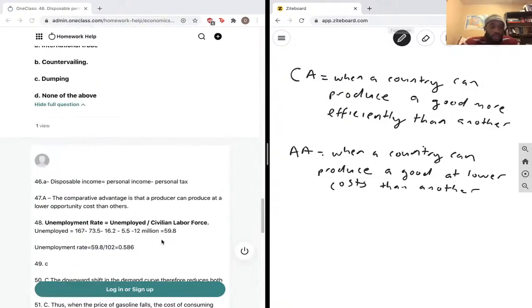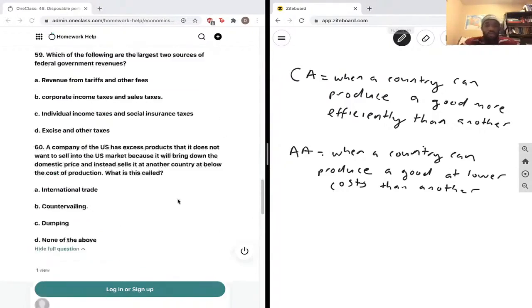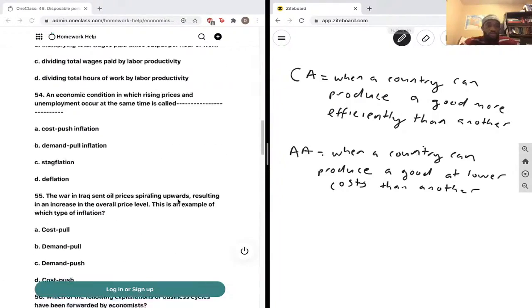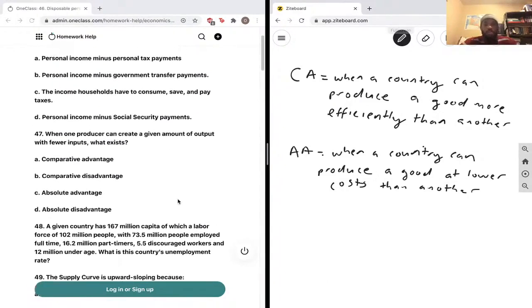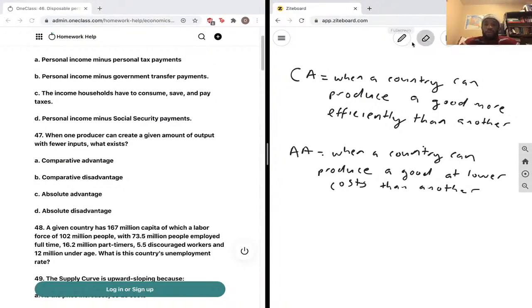Let's see what our tutor said. A, comparative advantage is that a producer can produce at a lower opportunity cost than others. So, yeah, that is A. So we can take out these definitions over here.